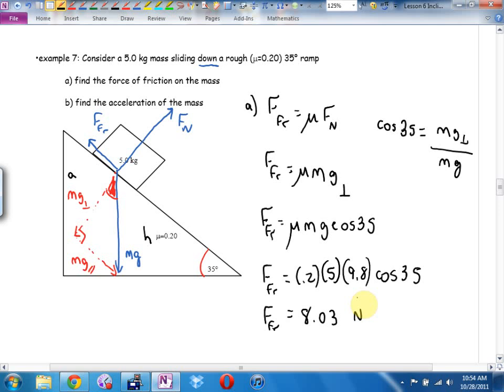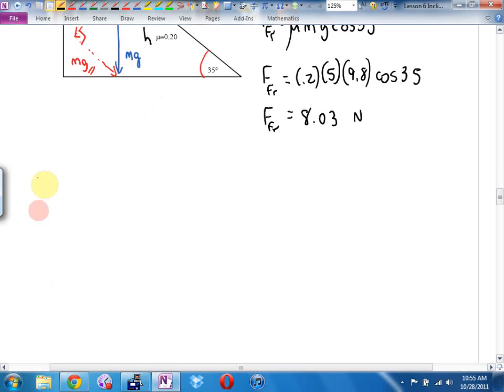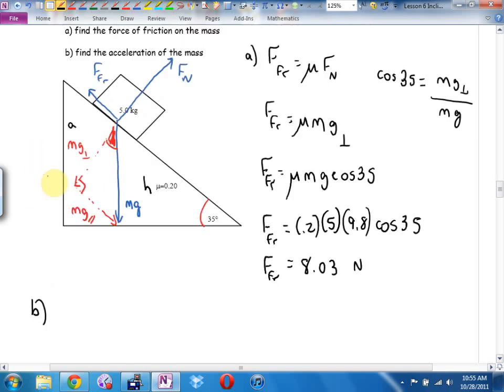B, find the acceleration. Now we're going to go winner minus loser. Which way is this thing accelerating according to the question? Down. So look closely. Who's winning? And don't say mg because it's not mg. Who's winning? mg parallel. See it? So anything that ends up pointing down the ramp, winner positive. Anything that ends up pointing up the ramp, loser negative. I think my equation is going to look like this. mg parallel minus friction equals ma.